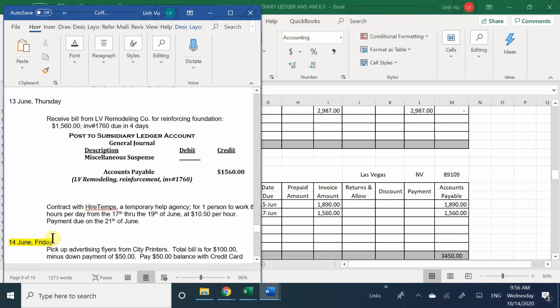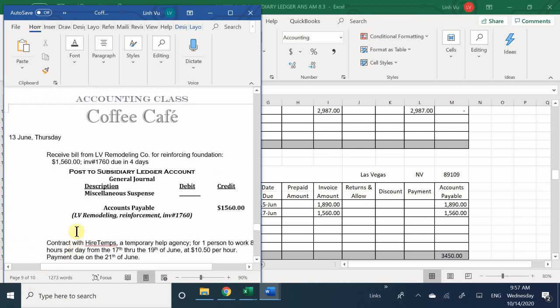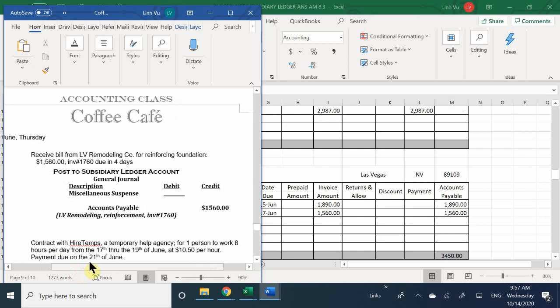We pick up the advertising flyers from the city printer. Total bill for 100 minus a down payment that was originally input there was $50. So we owe $50 to pay with the credit card. Where are you looking at? Oh, okay. I said what was before. Oh, before, yeah. I'm sorry. No worries, because we're going to come back and do this one. So what's the last thing that happened on the 13th of June?